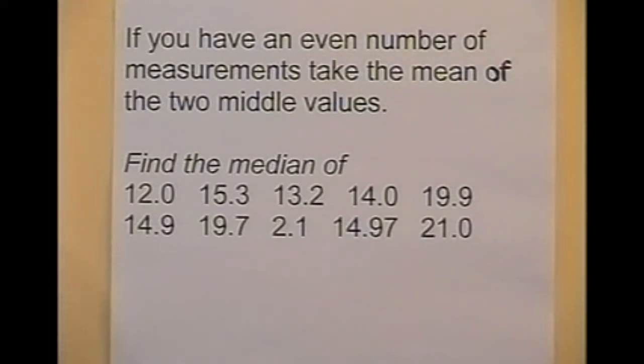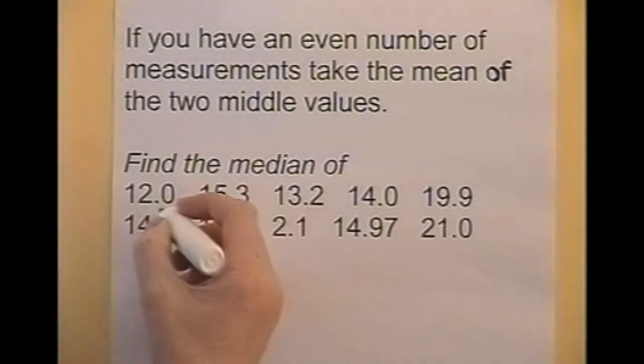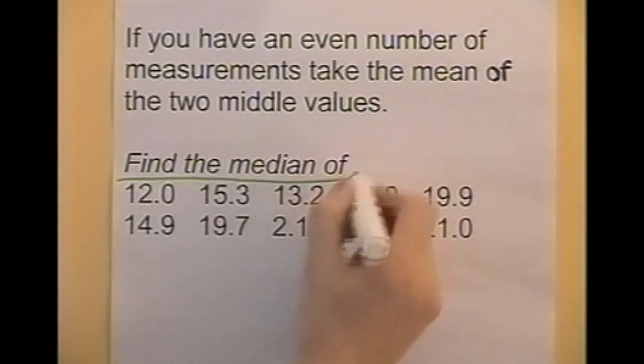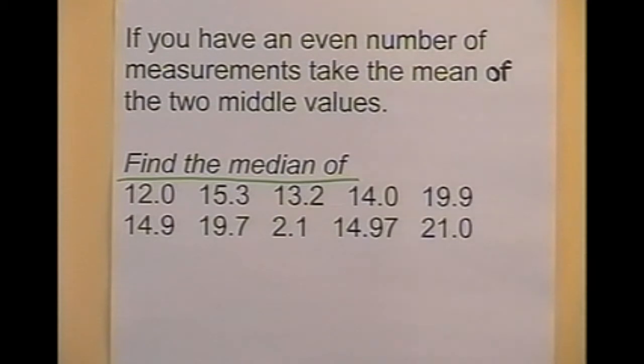Now that median we worked out quite nicely because there was an odd number of samples. But sometimes you'll have an even number. So if you have an even number of measurements, take the mean of the two middle values. So here we have the problem, find the median of, and we've got these values.